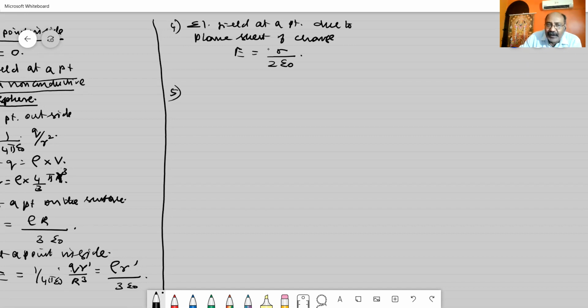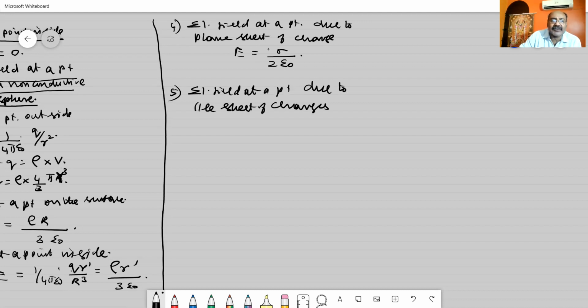Then what is the fifth one? Electrical field at a point due to parallel sheets of charges. If you are taking parallel sheets of charges, then we have 2 concepts. One is the electrical field inside the plates and another one is the electrical field outside. The electrical field inside is sigma by epsilon 0 and the electrical field outside is 0.